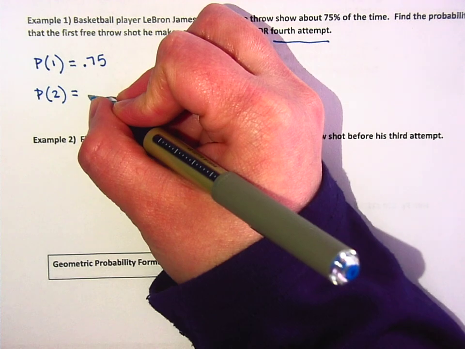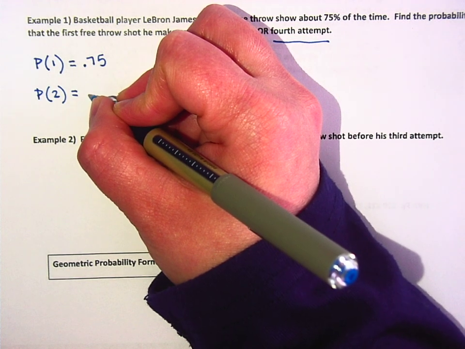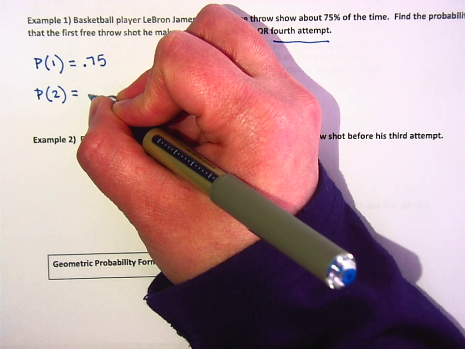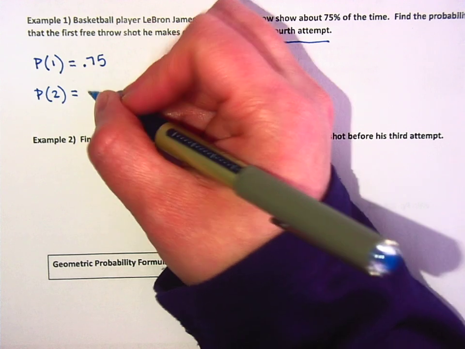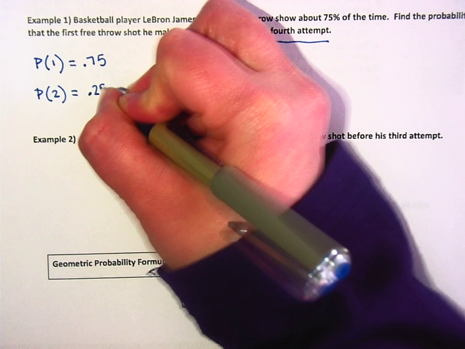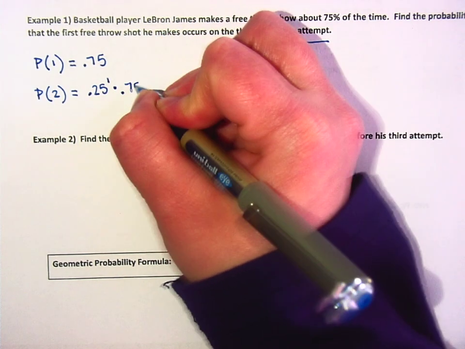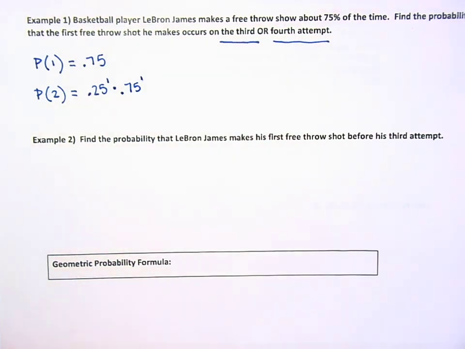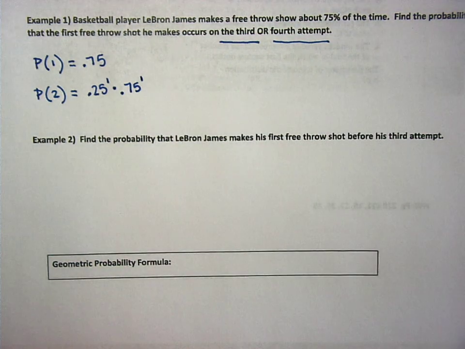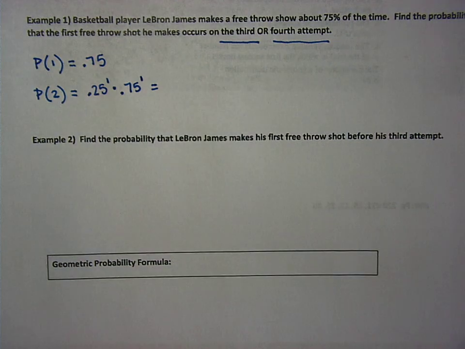So how do I write that he loses the first one and gets the second one? 0.75 times 0.75? No, because that'd be winning and winning. I need him to miss the first one, times 0.25. So 0.25, he misses the first, to the first power, and then 0.75 to the first power. The reason I'm doing that is so it matches my formula later. Okay? Everybody put it in your calculator: 0.25 times 0.75.